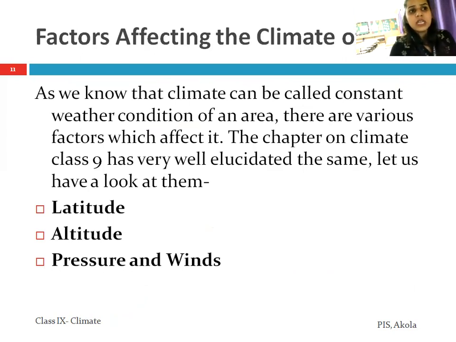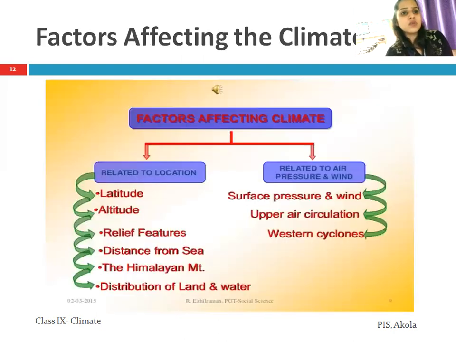as we know that climate can be called constant weather condition of an area, there are various factors which affect it. Now, this chapter of class 9 climate will be briefing you more in detail or will be elucidating the 3 areas, that is of latitude, altitude, and pressure winds, where we will get to know how things do affect it. Please see factors affecting climate related to location and related to air, pressure, and wind are being bifurcated with the help of a tree diagram.